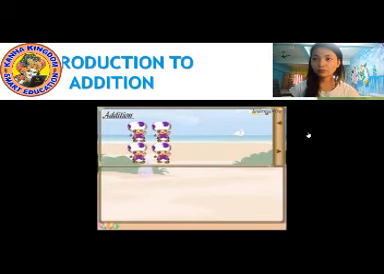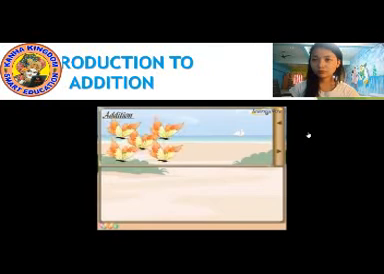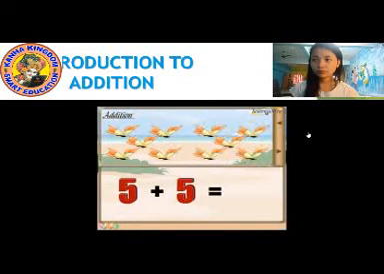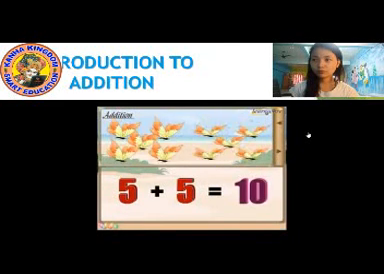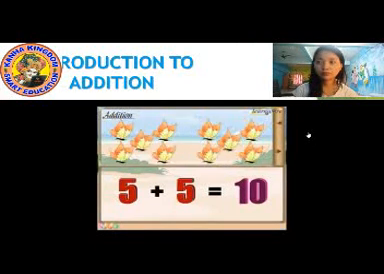Four dolls are dancing. Here come 4 more dolls. They are all dancing. 8 of them are dancing together. 4 plus 4 is equal to 8. Wow! 5 beautiful butterflies. Look now, 5 more butterflies. So children, there are now 10 beautiful butterflies. 5 plus 5 is equal to 10.